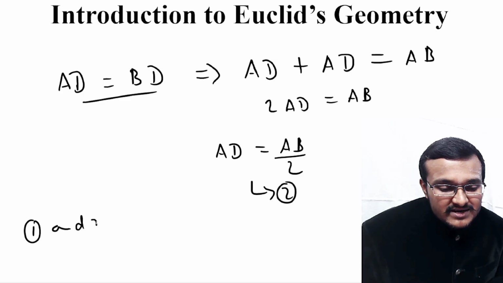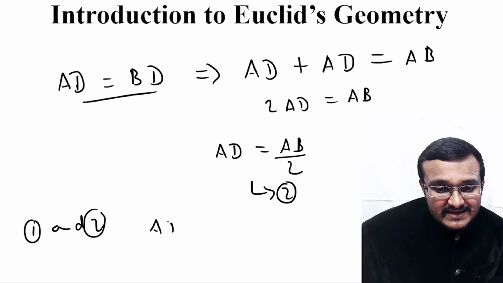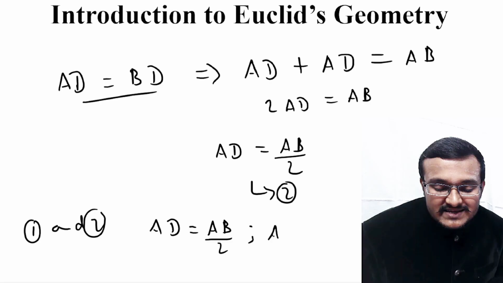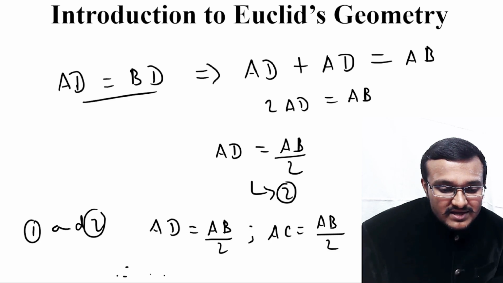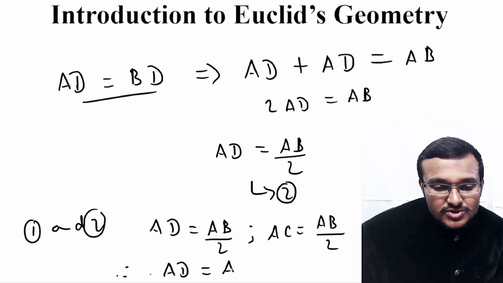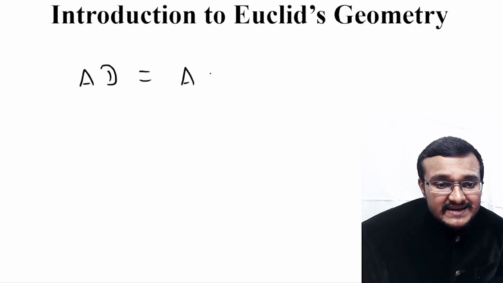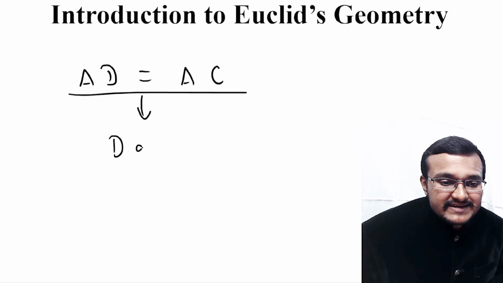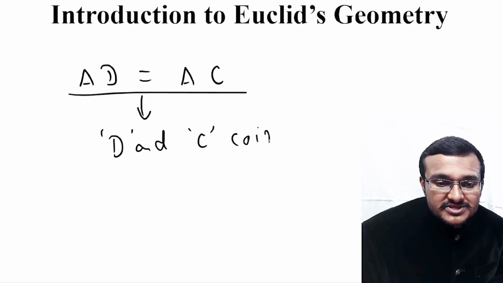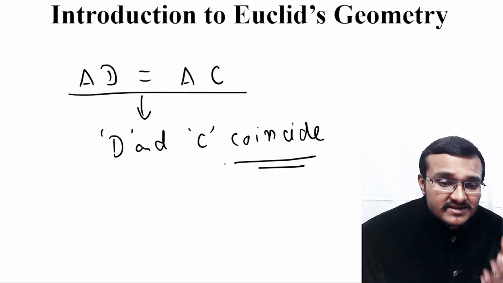From equation 1 and equation 2, we are getting AD is equal to AB by 2, and also AC is equal to AB by 2. Therefore AD is equal to AC. So this can happen only when D and C coincide with each other.